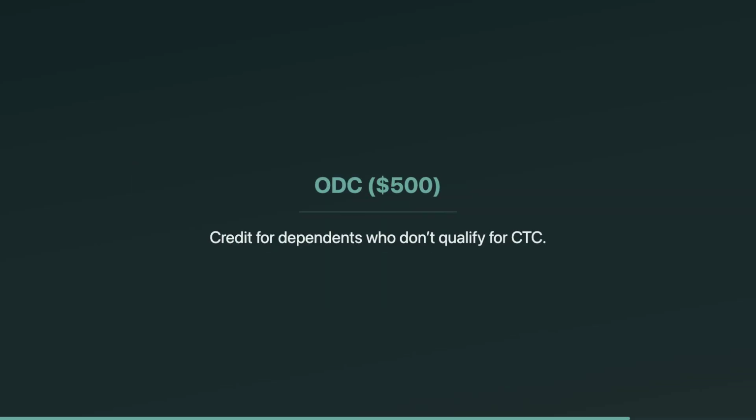If the dependent fails the CTC rules, check the credit for other dependents. That's the $500 ODC. It's for dependents on the return who aren't qualifying children for CTC, like a 17-year-old, a college-age child, or an elderly parent. ODC uses the same $200,000 and $400,000 phase-out thresholds, and the ID rule is looser. An SSN or ITIN can work, as long as it's issued by the due date, including extensions.